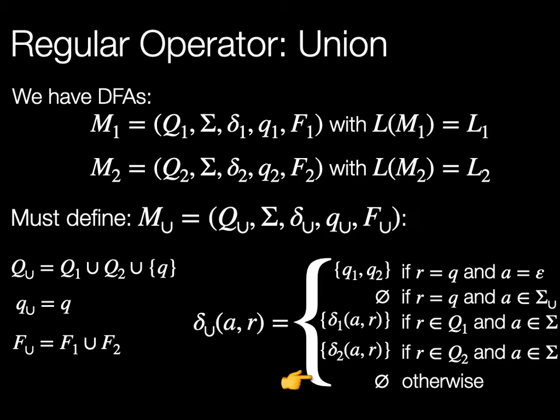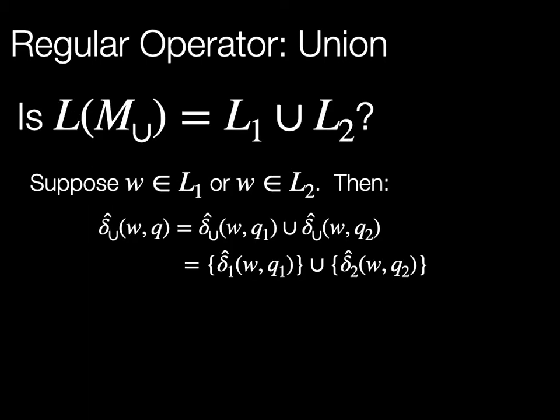And again, we have to check to see if this really does accept the union of the languages L1 and L2. Suppose W is in L1 or L2 and hence is in their union. Then by the definition of our new NFA of the union of M1 and M2, running the run function will fork off two threads, one to the start state of M1 and one to the start state of M2. Thus, this implies that our new NFA will accept only if one of the two original DFAs accepts. Thus, our new NFA accepts the union of L1 and L2, showing that their union is indeed regular.